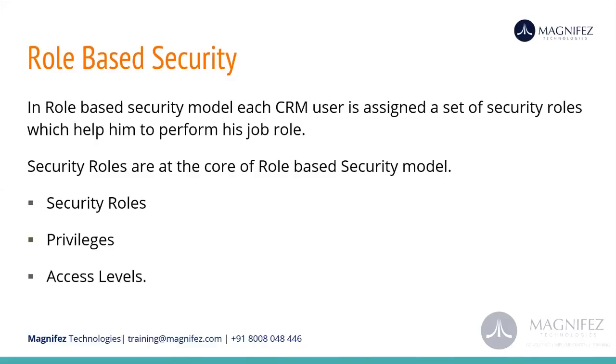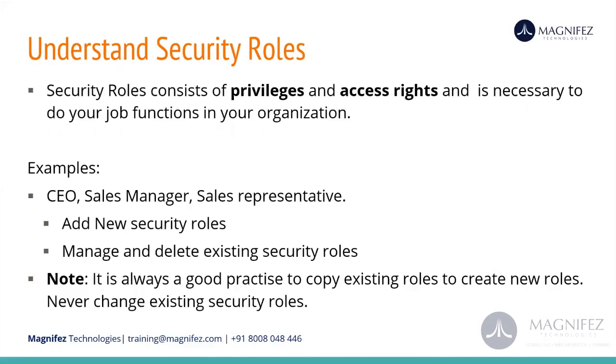That is known as role-based security. At the core of role-based security, we have security roles, and every security role includes two things. One is privileges, and the second one is access level. Now, what is a privilege? What is an access level? That's what we are going to explain. Some examples of security roles are CEO, sales manager, sales representative, etc.